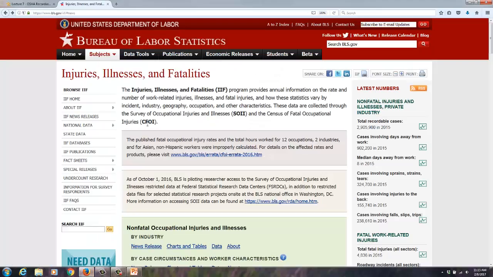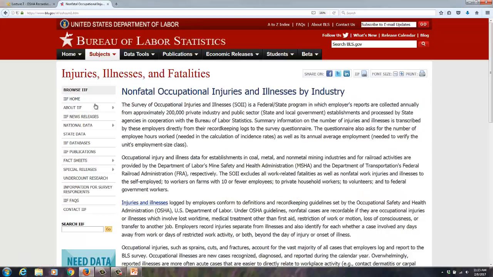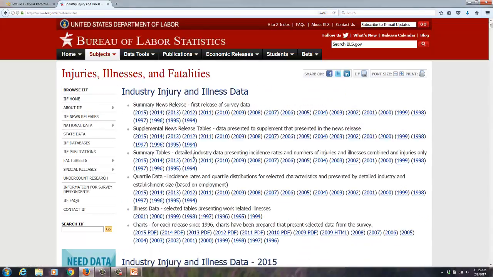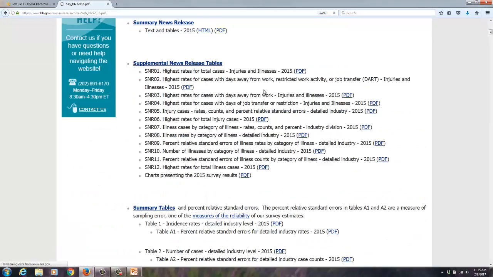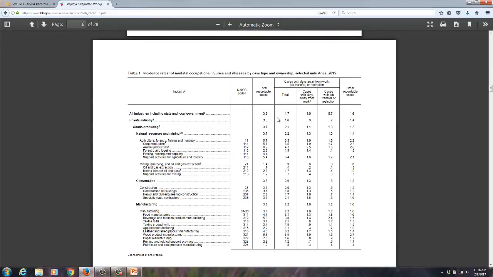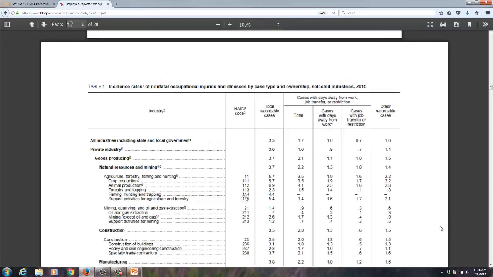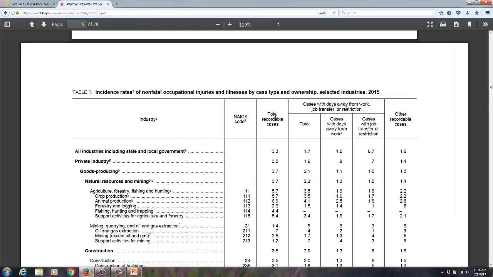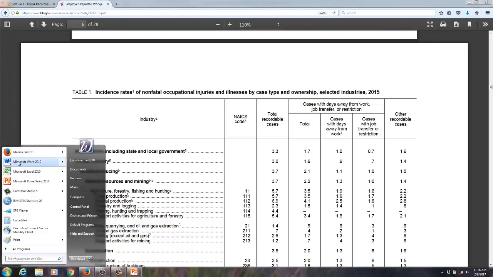I hope I didn't close it. I didn't, so lucky. So we'll go by the most recent, 2015. I'm going to bring this up here, then I'm going to bring up a Word document, and show you what I mean. Okay, so if we were to go all industries, state and local government, and I don't know if you can see this or not, but the total case incidence rate is 3.3, and the DART is 1.7. So 3.3 and 1.7. And I'm going to bring up a Word document here and show you what I'm talking about.